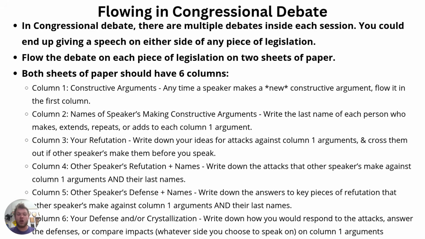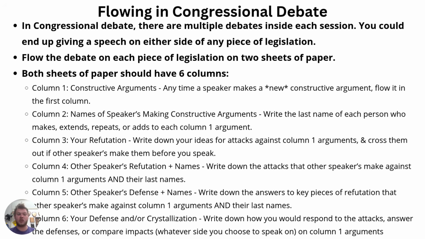So the fourth column is for also that other side that you were just writing refutation on. Write down the attacks that other people make. So let's say that this is the affirmative piece of paper. Column 1 is for all of the new affirmative arguments. Column 2 is for everybody who makes those affirmative arguments. Column 3 is how you would attack the point if you spoke on the negative. Column 4 is what other people actually on the negative do say with their attacks.